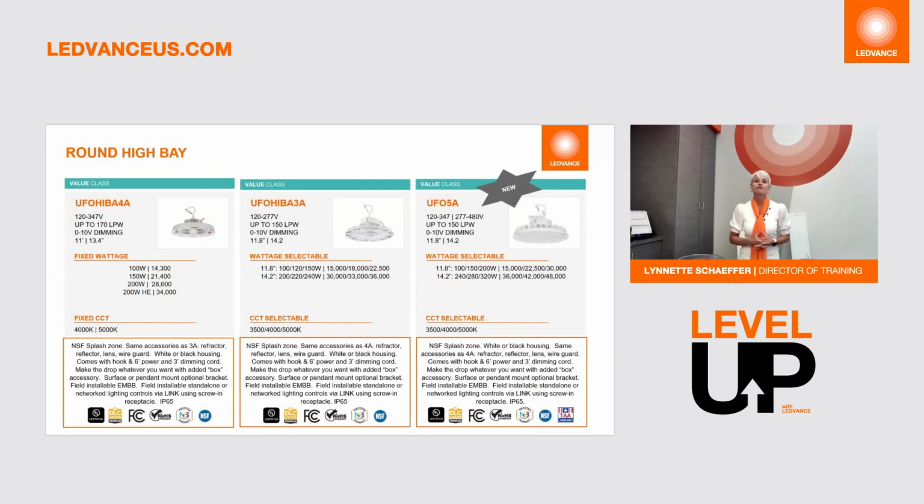Well, the newest UFO 5A launching this month is a super cool product. It is very much like the other two. It's very similar to the 3A and the 4A. However, the big difference is that the UFO 5A is available in 277 to 480 volt, while the others are not. Plus, this one is also TAA compliant, which can help assist with government purchases. And also what's amazing about this product is that it uses the exact same accessories that the other two do. So you don't have to worry about stocking additional accessories. And I'll talk a little bit more about that in just a little bit.